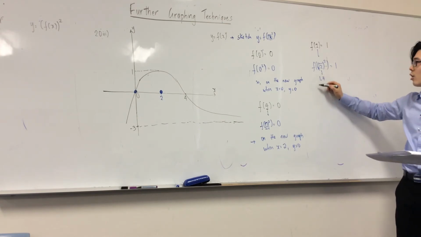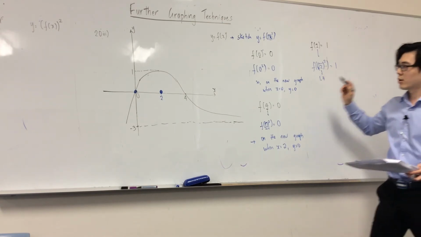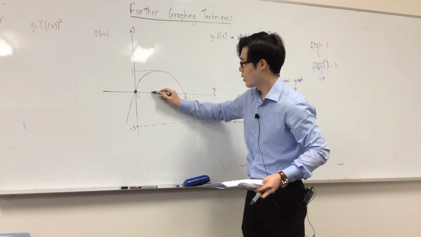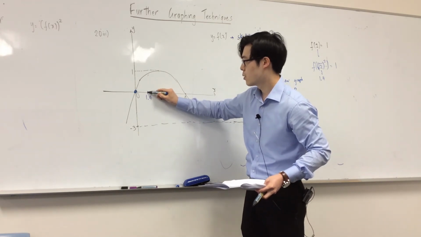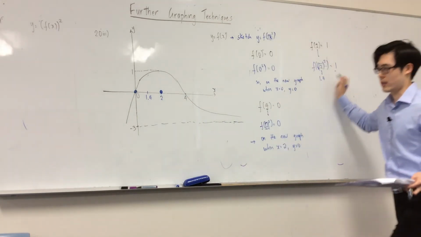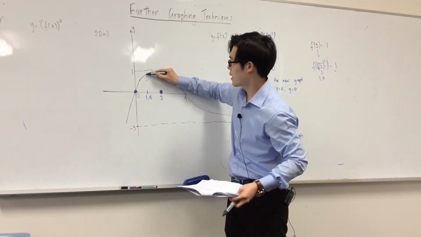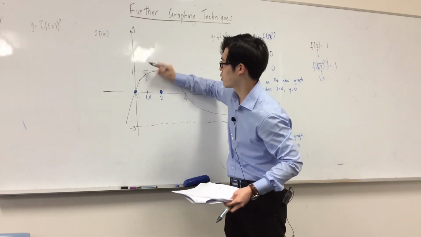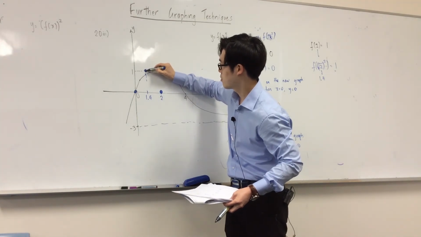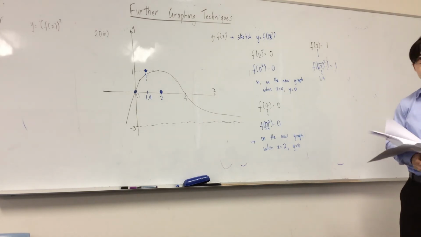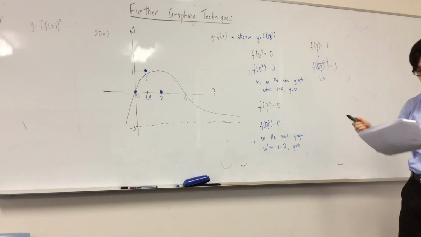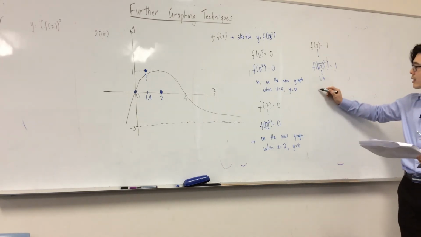So that means on the new graph, at 1.4, let's say it's here, what does it equal? 1. So that's my new point as well. Sorry, all the way to 1, yeah? You all right, Sharon? Any questions? Keep going? Okay, let's do a couple more.